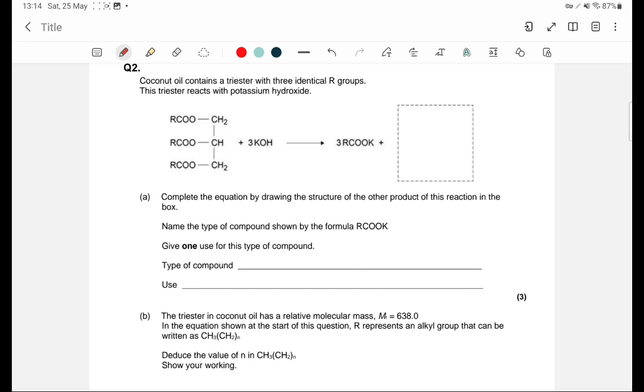Okay, so question 2 is about the reaction between a triester and OH-. When this reaction takes place, the ester link is hydrolyzed, leaving you with a trialcohol and 3 carboxylic acids. It is easier to understand if you draw it out fully.